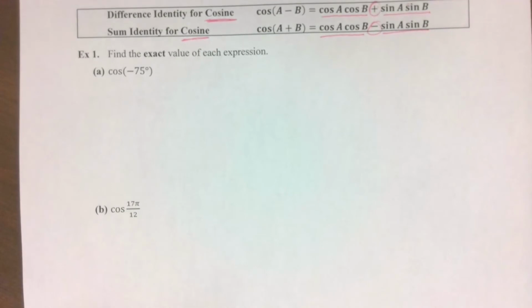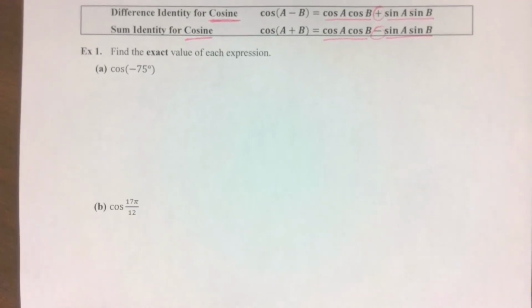Alright, so let's talk about examples. We want to try to use these identities. It says find the exact value of each expression. The exact value means to make sure that you are not rounding at all, and that your answer is usually going to be in a fraction or radicals or maybe radians, depending on what type of answer you have. Just make sure that you are not cutting off and rounding a decimal. We want an exact answer.